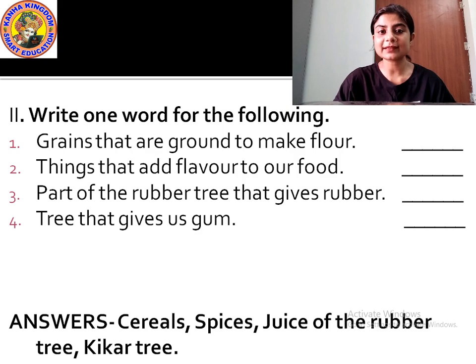S-P-I-C-E-S. Spices. Okay, the answer is spices. Then number 3, part of the rubber tree that gives us rubber. Which part? The juice of the rubber tree. J-U-I-C-E. R-U-B-B-E-R T-R-E-E. Juice of the rubber tree gives us rubber.